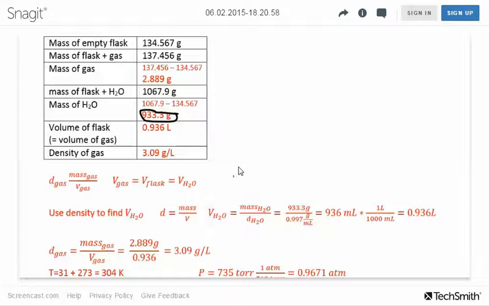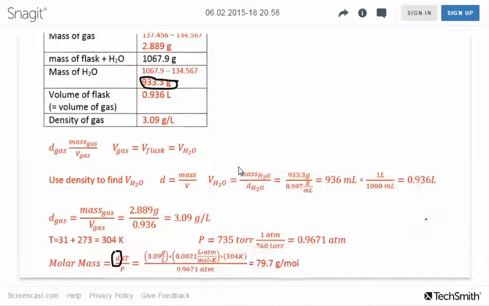So density is mass over volume. If I know density and I know mass, then I can solve for the volume. So I have all this information for water, and I'm just going to rearrange this equation. Volume is mass over density. So I have the mass of water, I have the density of water, so I can get the volume of water. Then I'm going to convert it from milliliters to liters. So I divide by 1,000, there's 1,000 milliliters in 1 liter, and then I get 936 liters. And that's the volume of water.